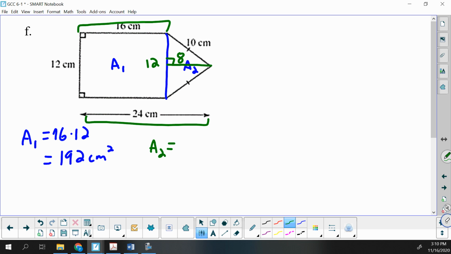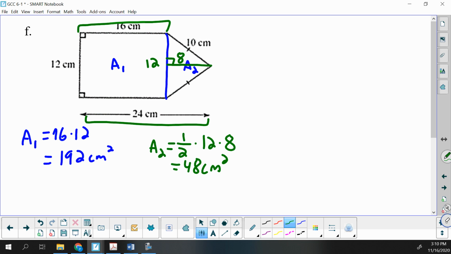So for area 2, we'll have our triangle, 1/2 base times height. So 1/2 times 12 times 8. So if you're going to do this in your head, you want to do half of 12 first, and you'll get 6. And then 6 times 8 gives you 48 centimeters squared.